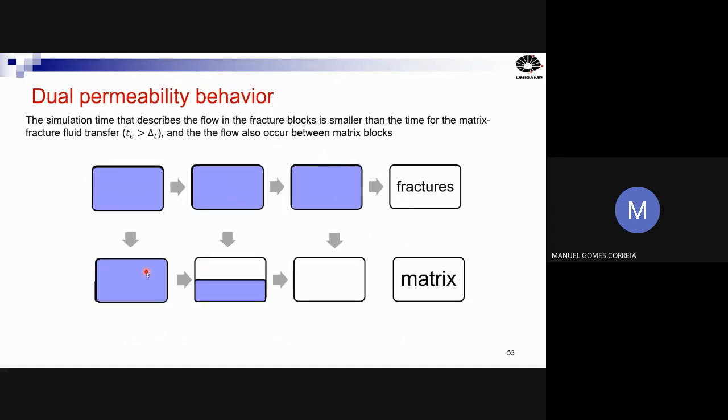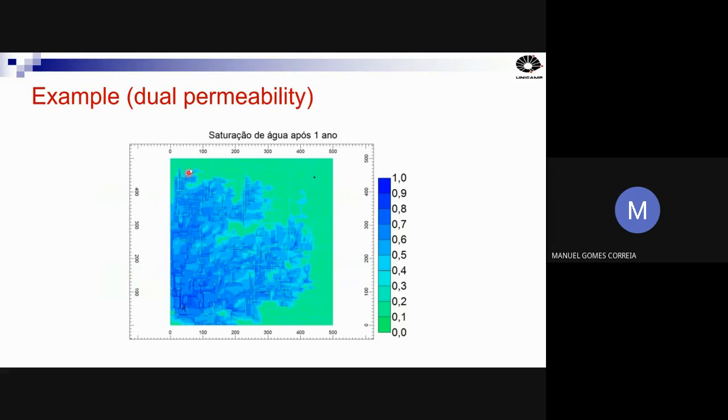Because you have a higher permeability in the matrix also. So you have a huge permeability in fractures, but also in matrix, okay? So this is an example of a dual permeability behavior, okay? In a geological model, you can see that the water goes in these fractures. You can see that these small features that you have here with a huge water saturation are fractures, but also the water that is injected is also going through the matrix domain, okay?